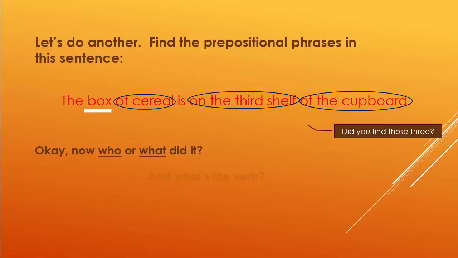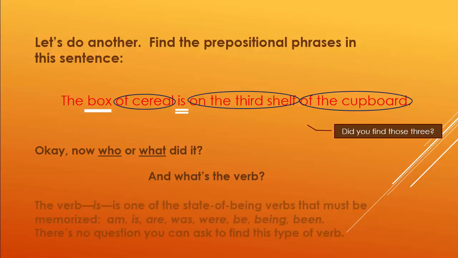Box. And what's the verb? Is. The verb is one of the state of being verbs that must be memorized. Am, is, are, was, were, be, being, been. There's no question you can ask to find this type of verb.